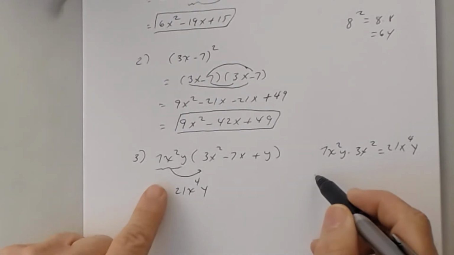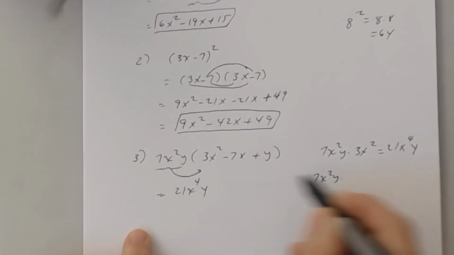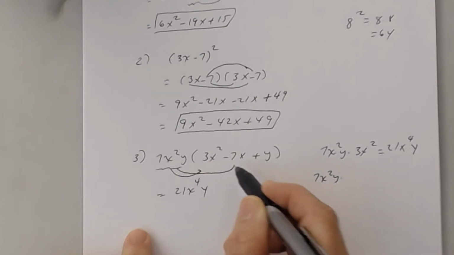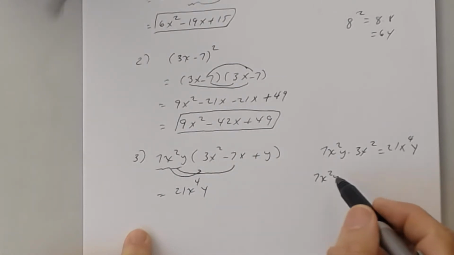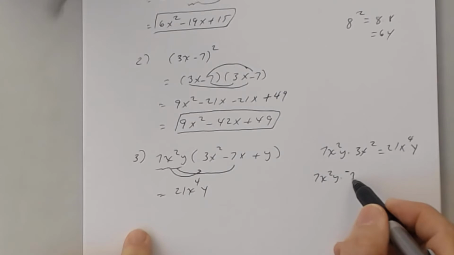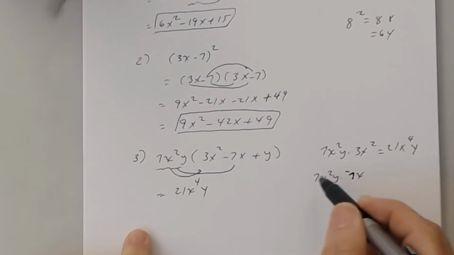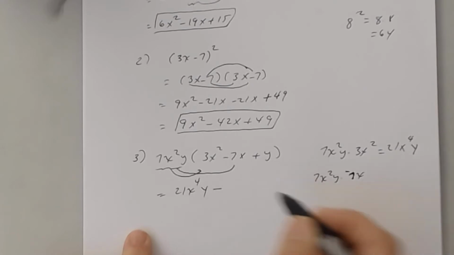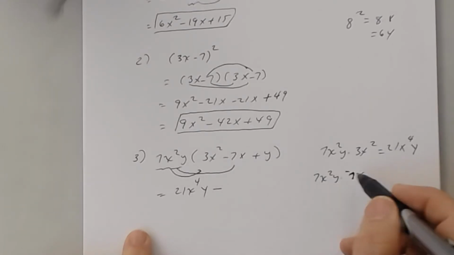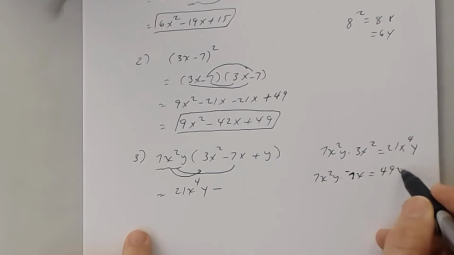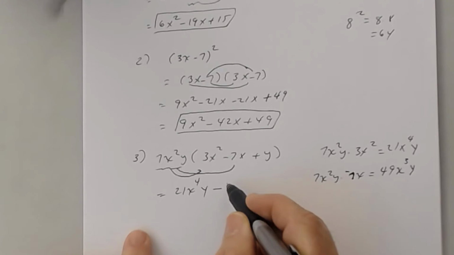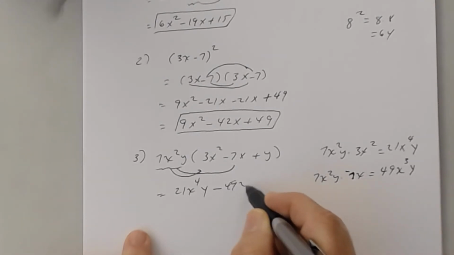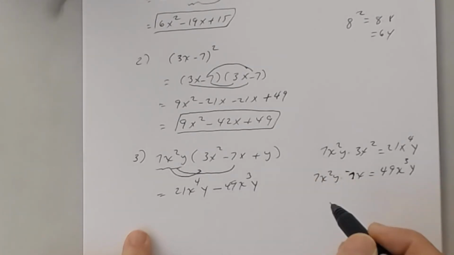So this is going to be a 7x squared y times a negative 7x. So a positive times a negative is going to be a negative. So there's going to be a subtraction symbol. 7 times 7 is? Okay. x squared times x is? x cubed, and then y. So minus 49x cubed y.